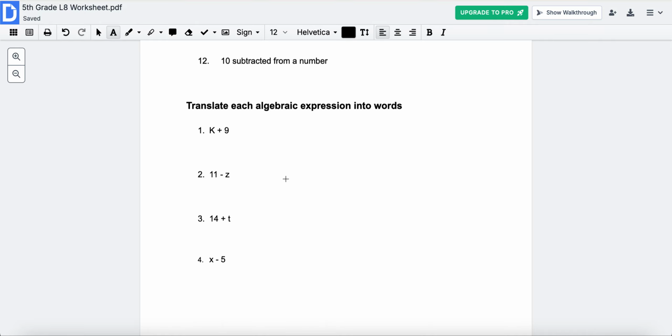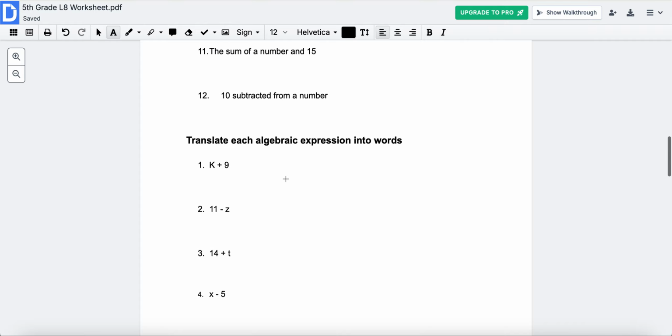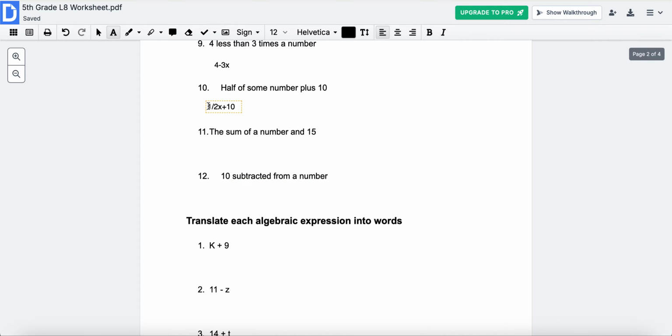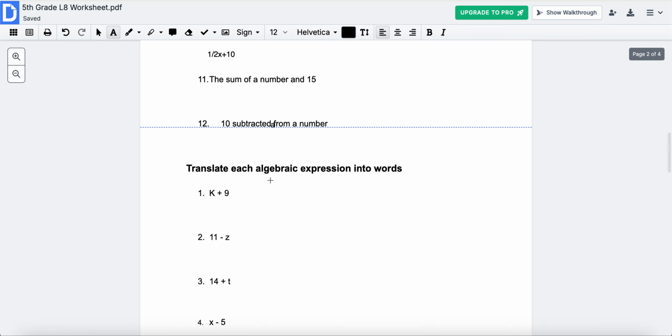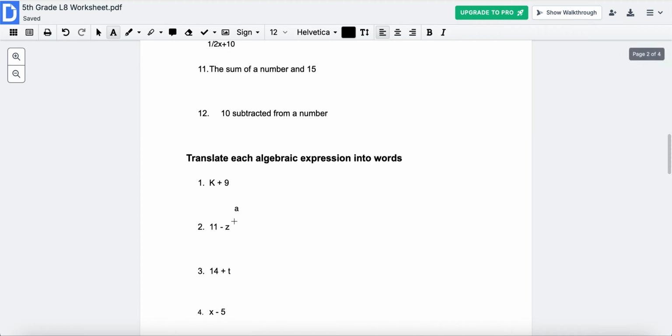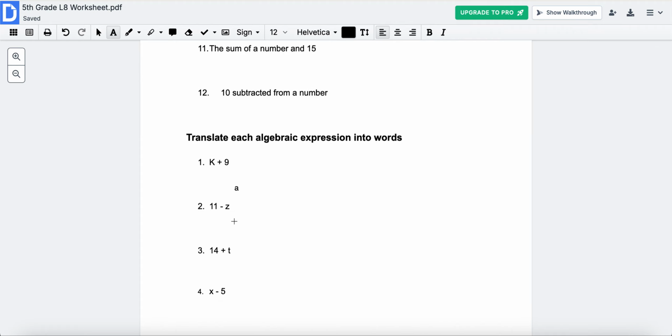So these ones, you're gonna flip it and you're gonna translate each algebraic expression into words. So like, we found the algebraic expression with the words here, but now we're gonna turn the expression into words. So the first one is k plus 9. How would you write that in words? You could write it in two different ways.